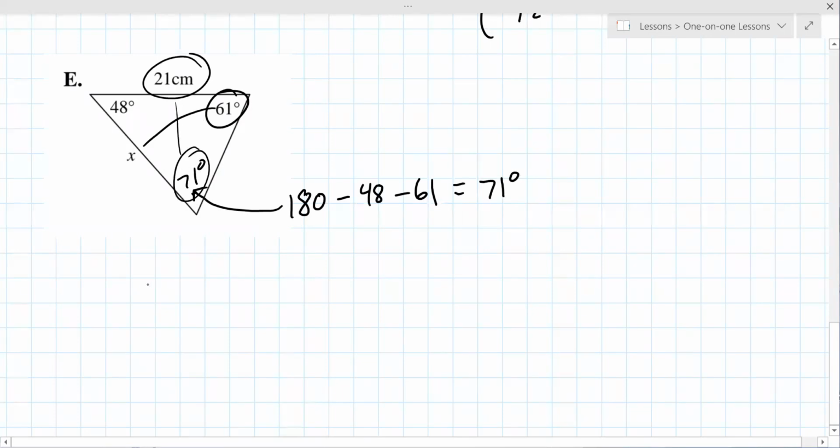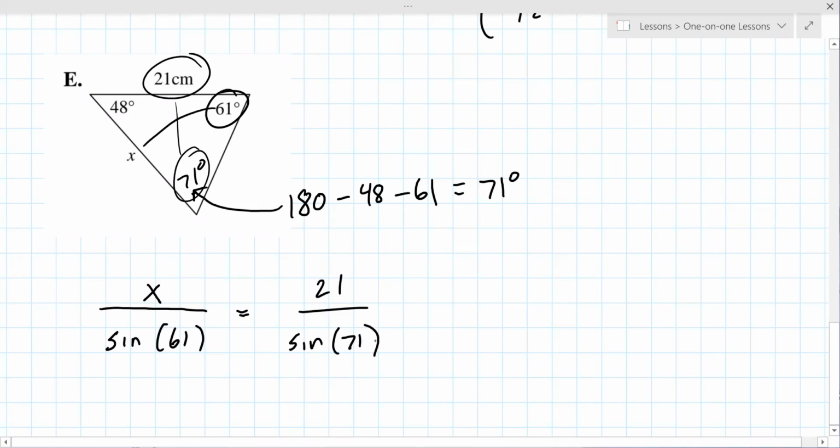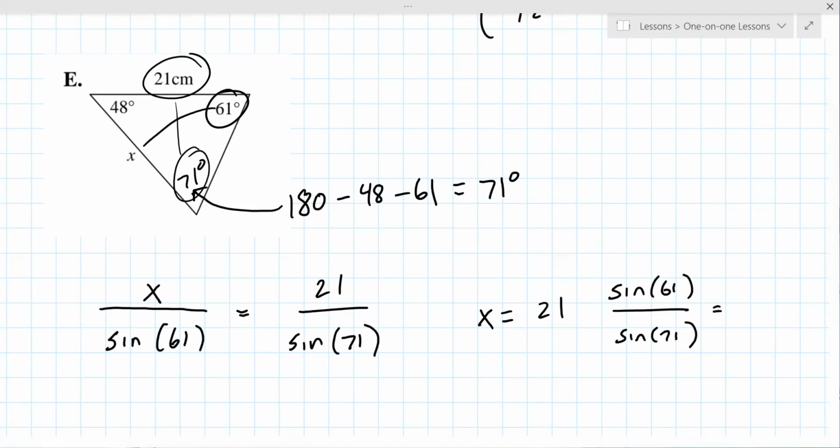So when we're looking for the side, you put the side up top, sine of the angle across from it on the bottom. Sine of 61 equals 21 over sine 71. Okay, so you've got to clear this out. x equals 21 sine 61 over sine 71. And that equals whatever it equals, 19.4. And that's centimeters.